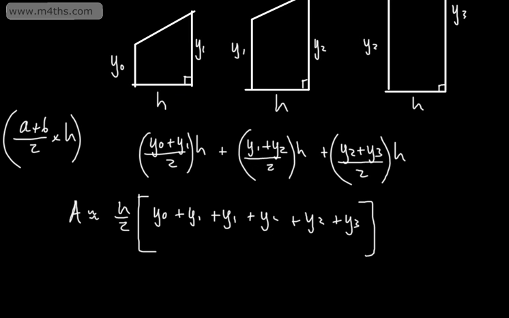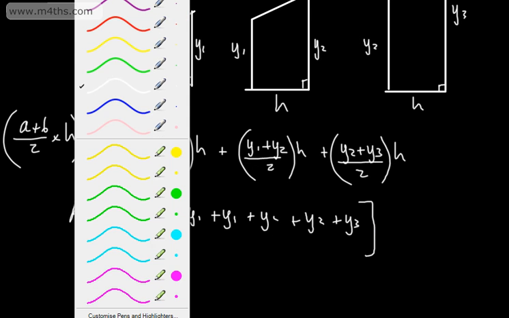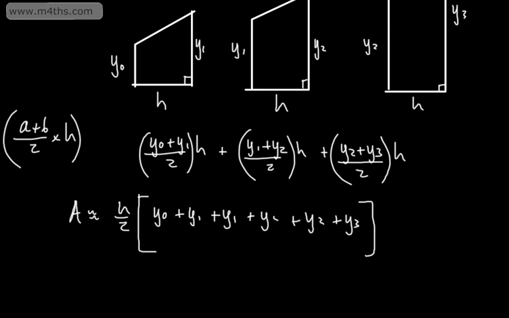If I just highlight them, so let's get the highlighter, what we've got here now is y0 and y3. This is the first plus the last value of the y coordinates, but everything else in the middle appears twice. We've got y1 here, and we've got y1 just here. We've got y2 here, and we've got y2 here.